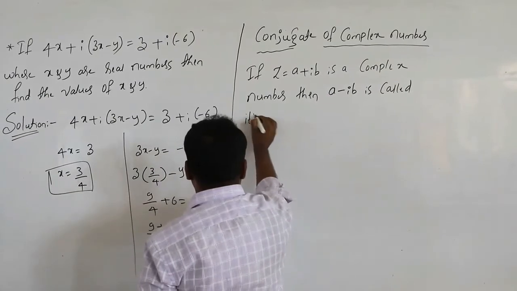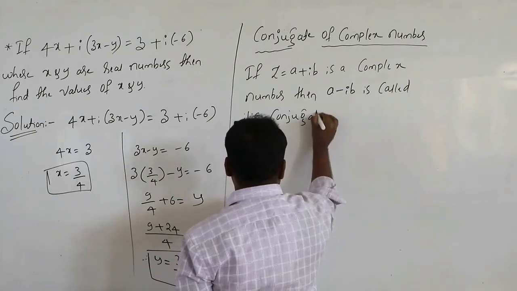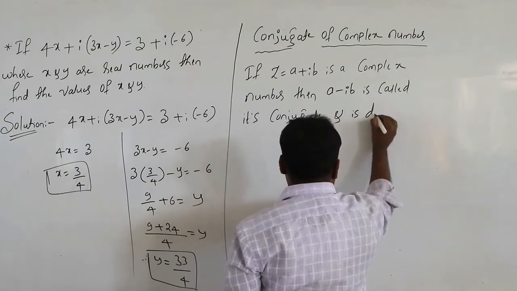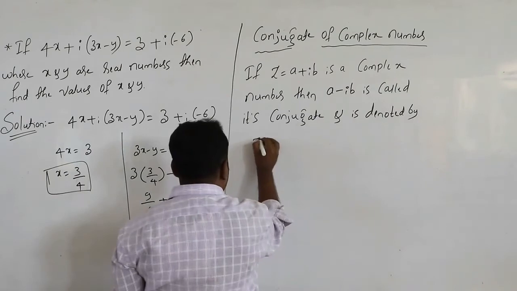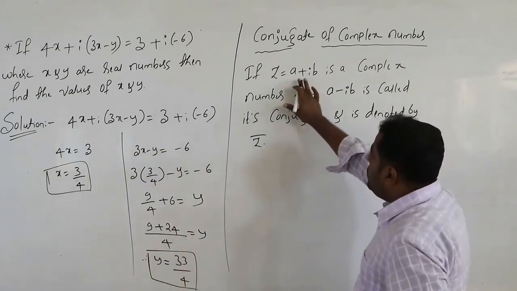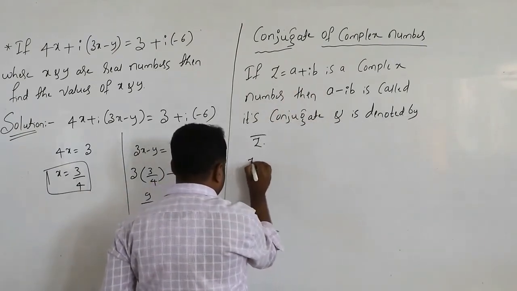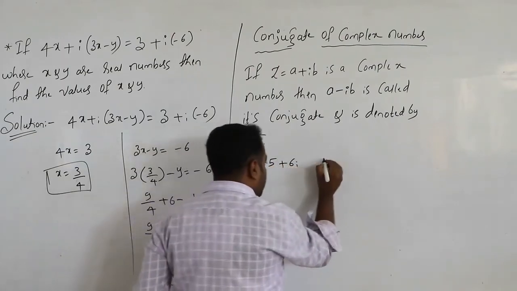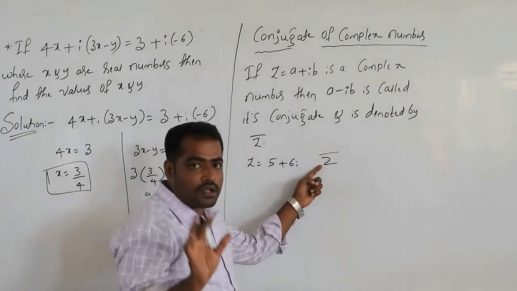its conjugate, and is denoted by z bar. Z equal to a plus ib. If I consider an example, z is equal to 5 plus 6i, then what is z bar? Z bar indicates conjugate of complex number.